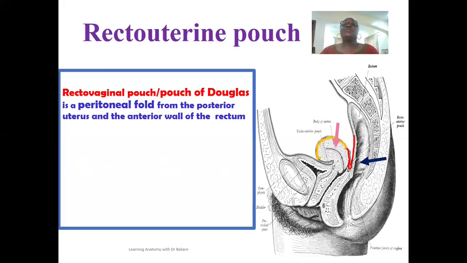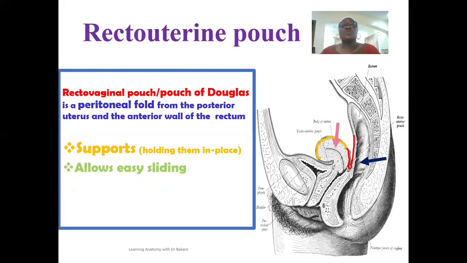So let's drive through the functions of the rectouterine pouch. This pouch is responsible for providing structural support for the organs or structures that it anchors. If you look at it, we say that it extends from the posterior region of the uterus to the anterior wall of the rectum. So it is seen to be providing structural support for these two structures.